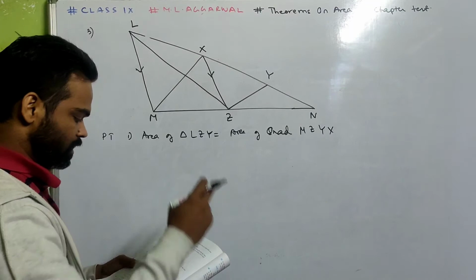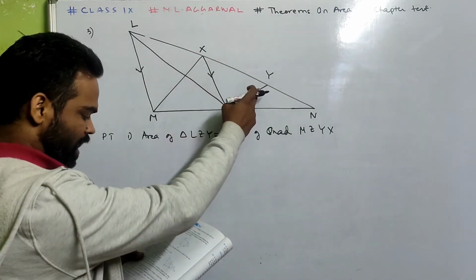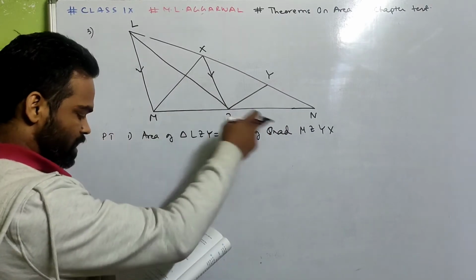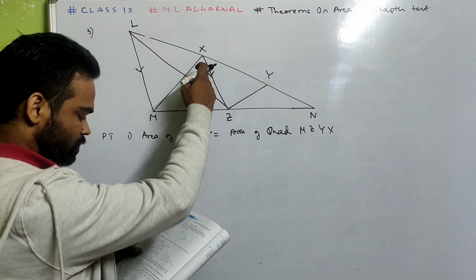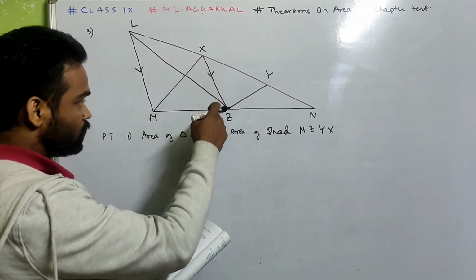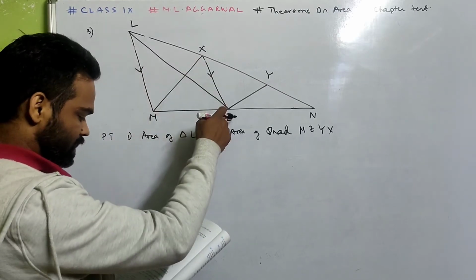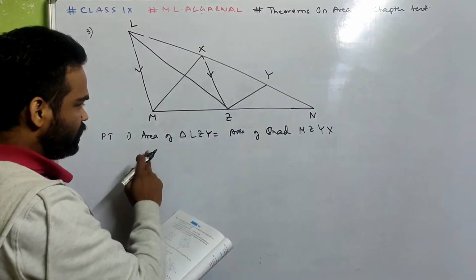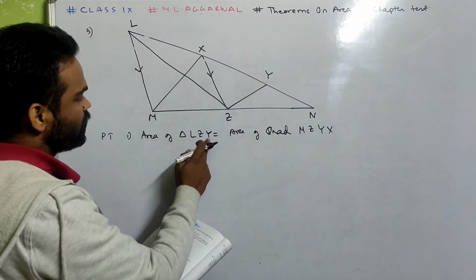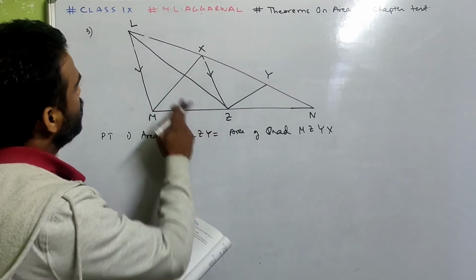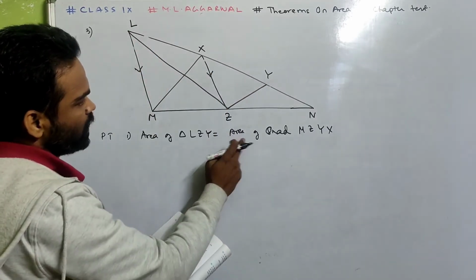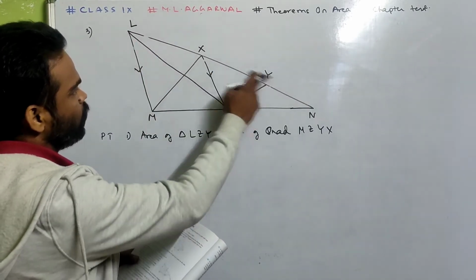Now look at number 3. In the adjoining figure, X and Y are points on the side LN of triangle LMN. Through X, a line is drawn parallel to LM, that is XZ, meeting MN at Z. Prove that area of triangle LZY, this triangle, is equal to area of quadrilateral MZYX.